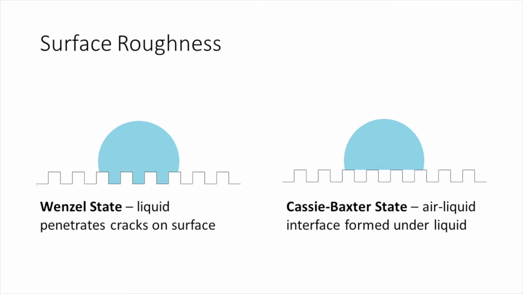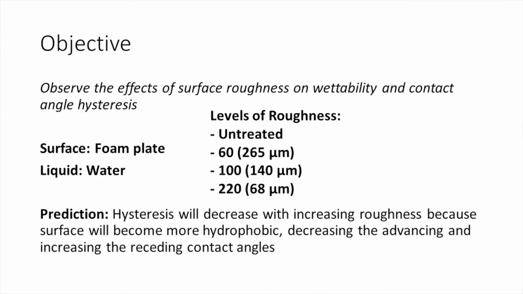The effects of surface roughness are usually described using two states, the Wenzel state or the Cassie state. A droplet is in the Wenzel state when the liquid penetrates the cracks on the surface, and this applies more generally to wetting systems. In the Cassie state, an air-liquid interface is formed under the liquid, and it is more applicable to non-wetting systems. In this experiment, I will be observing the effects of surface roughness on wettability and contact angle hysteresis.